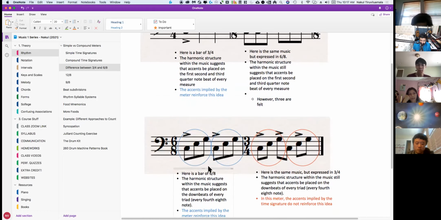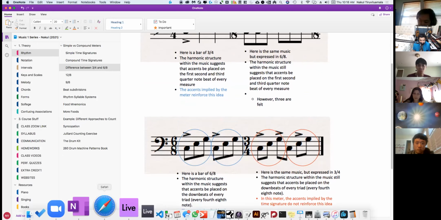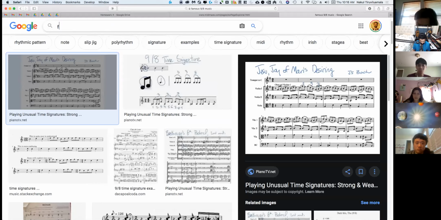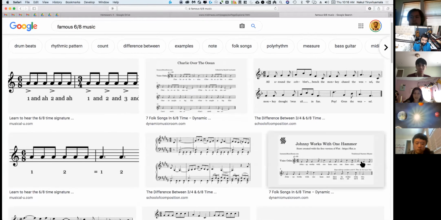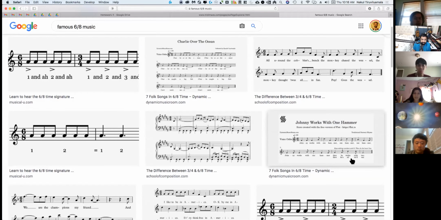But this is a bar of 6/8, and this is the same bar represented in 2. But if I have something like this, right? Let me think of another example. And by think, let me look it up. Famous 6/8 music. Johnny Works on the Hammer, of course. I don't know that one.